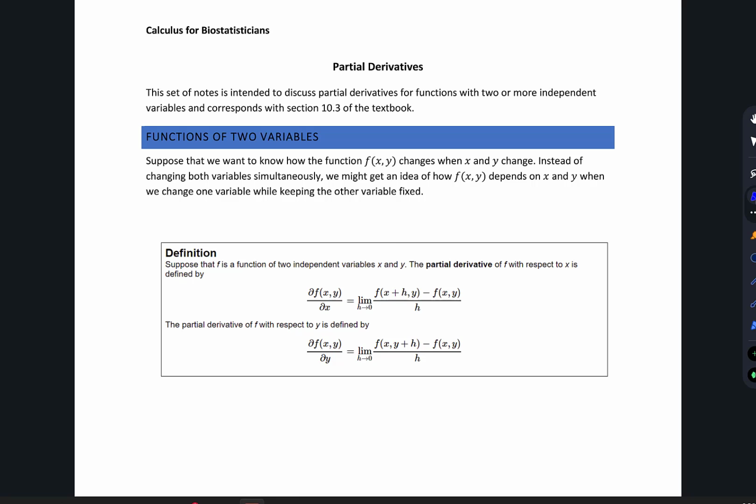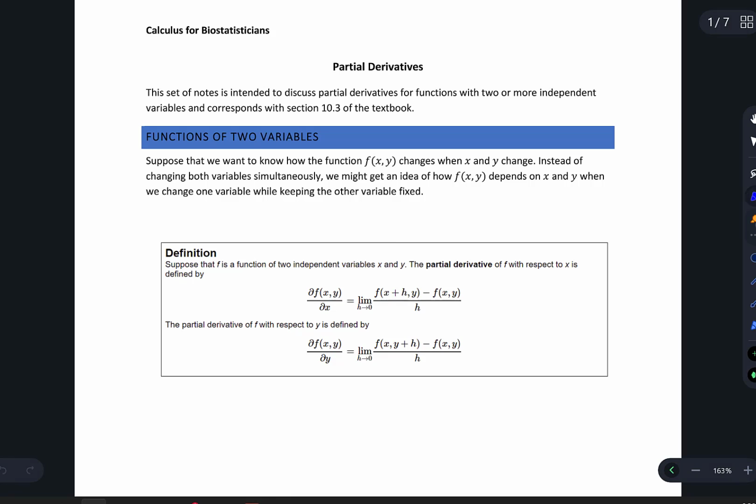In this set of notes, we're going to continue looking at functions that have two or more independent variables. So to start out, we're going to look at functions of two variables, and suppose that we want to know how the function f of x, y changes when x and y change. Instead of changing both variables simultaneously, we might get an idea of how f of x, y changes depending on x and y when we change one variable while keeping the other one fixed.